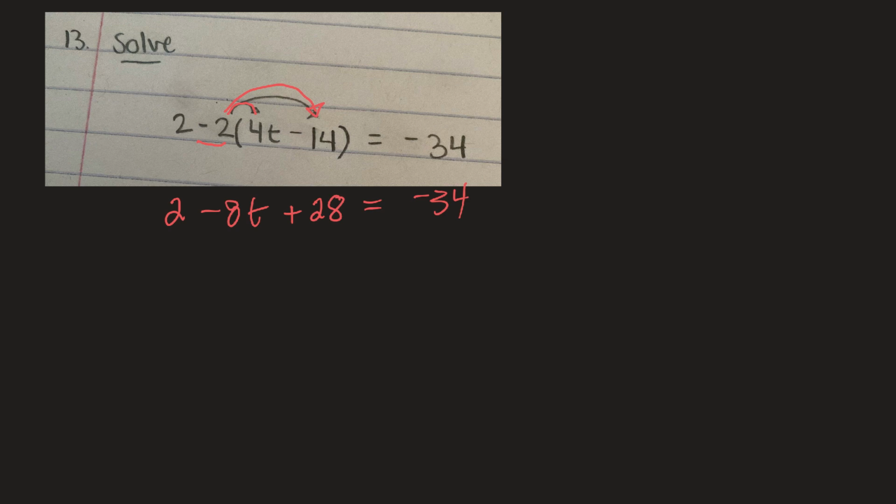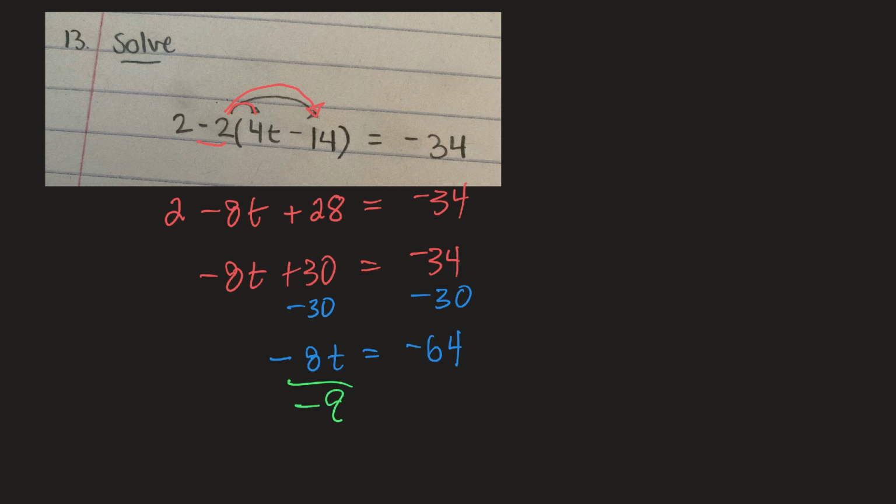Now, let me just check, make sure everything's right. Yeah, I think that's right. So the 2 and the 28 become 30, equals negative 34. And then let's subtract 30 on both sides. So I get negative 8t is equal to negative 64. And then I'll divide both sides by a negative 8. So I'll get t being equal to a positive 8, I think.